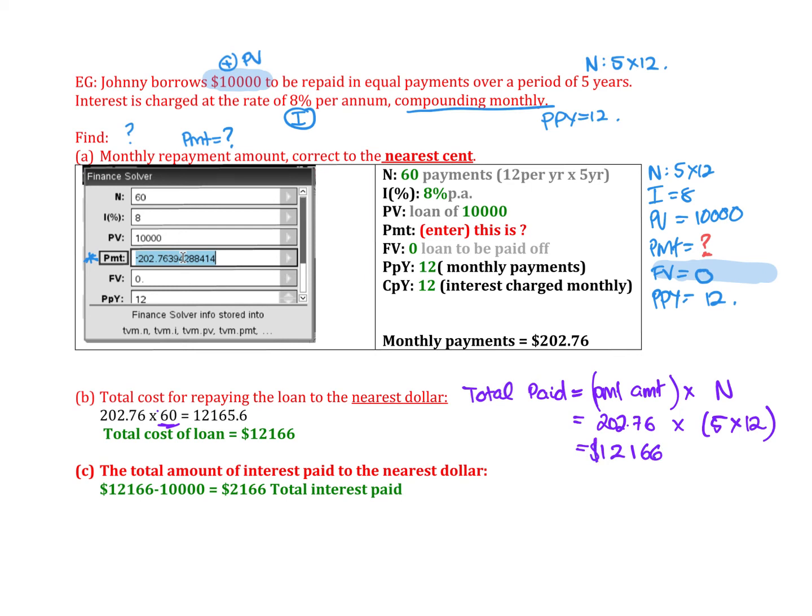$12,166. So when you're asked how much interest did you pay on this loan in full, well, he only borrowed 10,000. I only gave him 10,000. So he has paid extra, isn't it? So the extra amount that is paid is $2,166. So that's the interest charge.